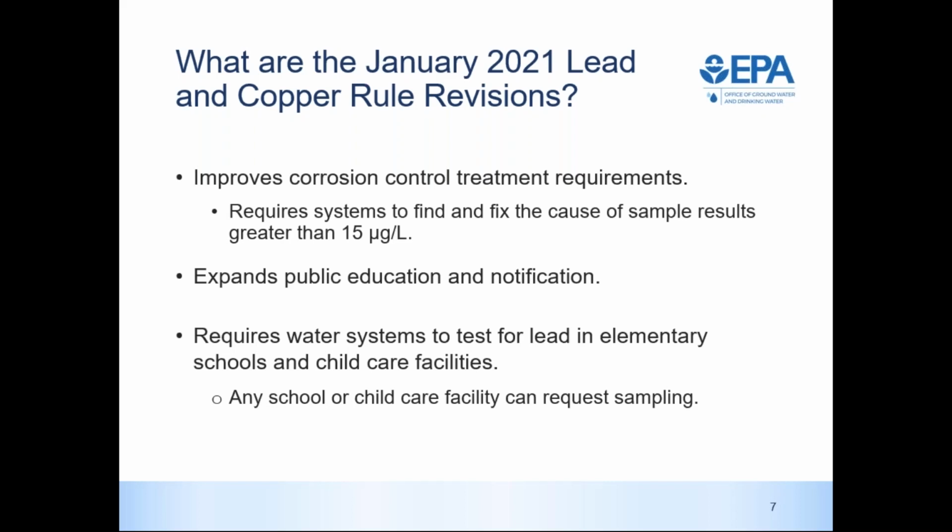Finally, for the first time, the rule requires water systems to test for lead in schools and childcare facilities. Elementary schools and childcare facilities are sampled once over a 5-year period. Secondary schools are sampled by the water system if they request it. After one 5-year round, the water system must sample for lead in any school or childcare facility that asks to be sampled.